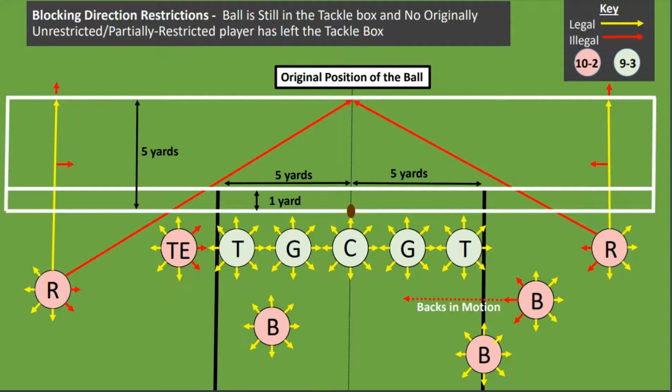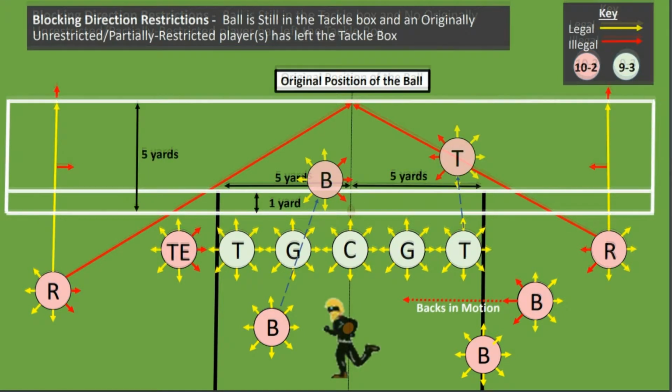Backs, tight ends, and receivers outside the tackle box can also block back towards their own goal line. However, backs in motion and these receivers are restricted to blocking below the waist away from the original position of the ball. And as denoted by the red coloring, these people are also restricted to the 10-2 blocking of the clock face. The final restriction is that the offensive players can now only block 5 yards in front of the original position of the ball.